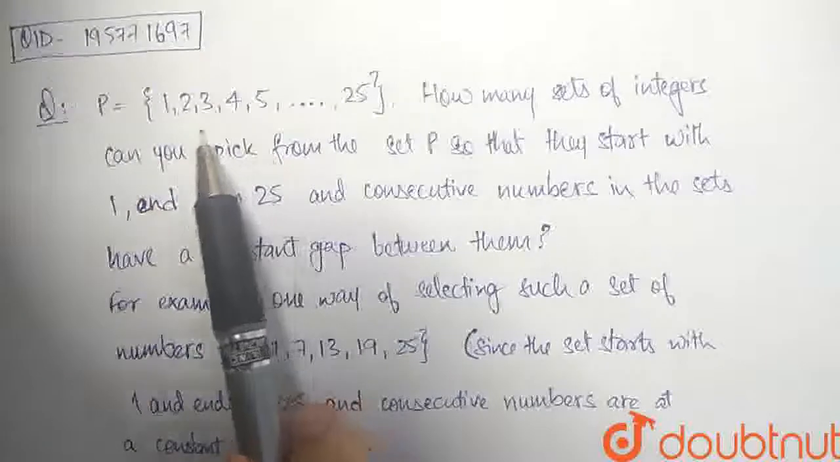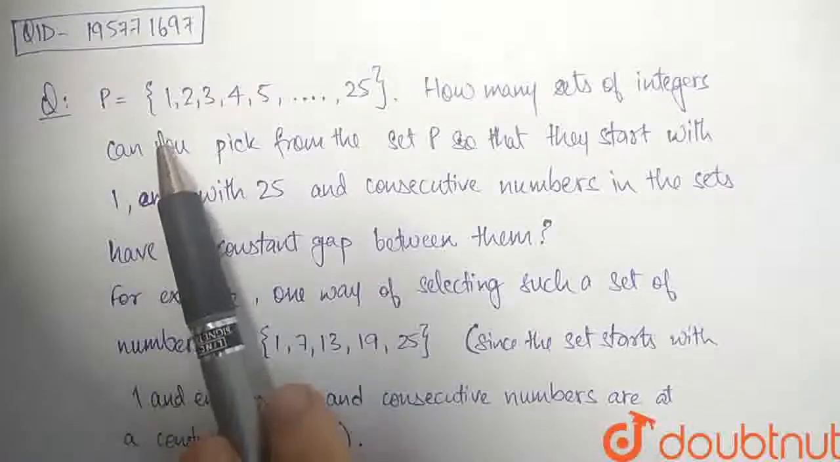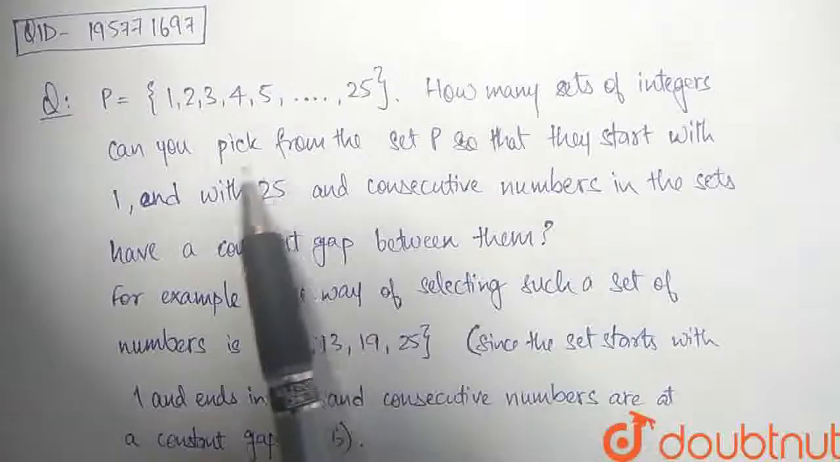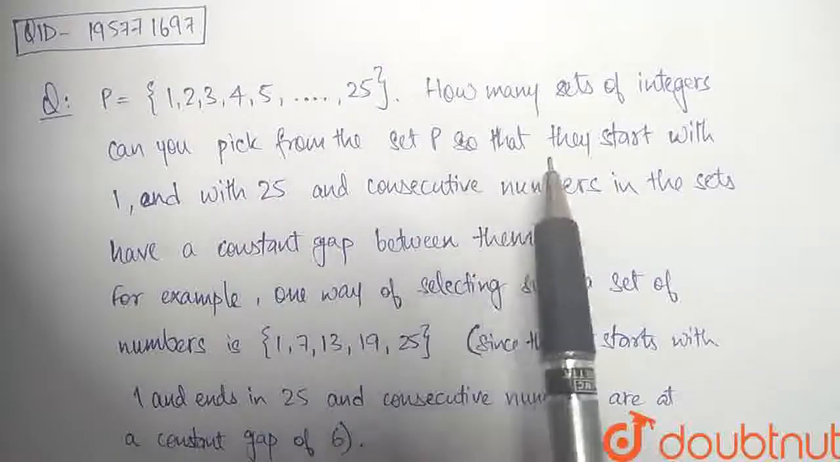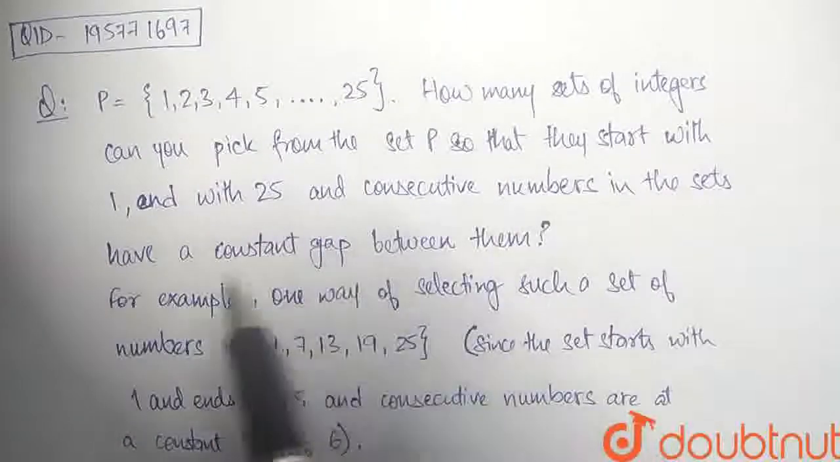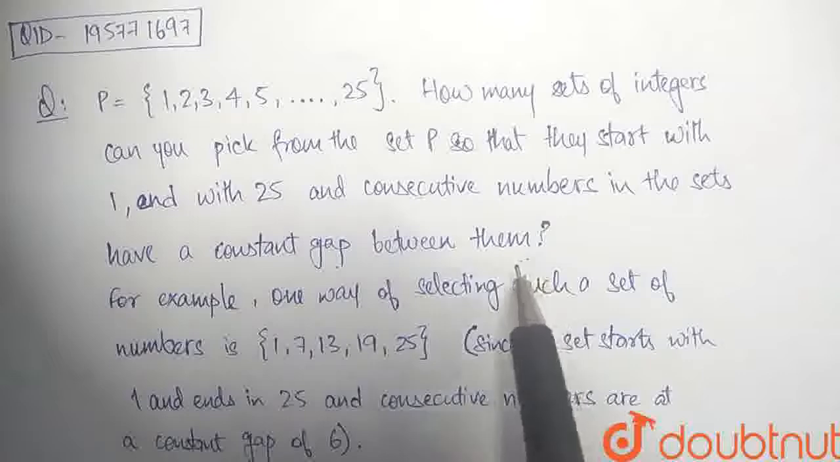The question first gives us a set P ranging from 1 to 25. Now, the question says: how many sets of integers can you pick from the set P so that they start with 1, end with 25, and consecutive numbers in the sets have a constant gap between them?